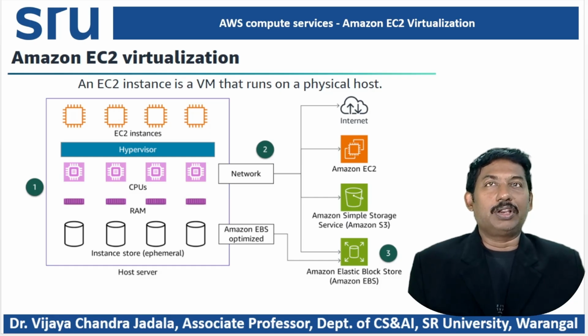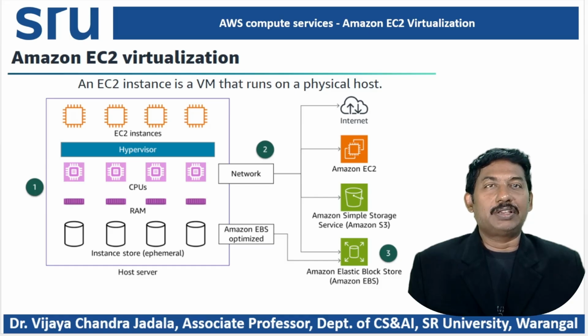In this architectural diagram, the key components are the Amazon EC2 instance, virtual CPUs, RAM, instance storage, and the host server. The EC2 instance is the virtual machine which you can run in the AWS cloud. Virtual CPUs are the processing units allocated from the host's physical CPUs. Then RAM, that is memory, which is virtualized memory resources assigned to the instance.